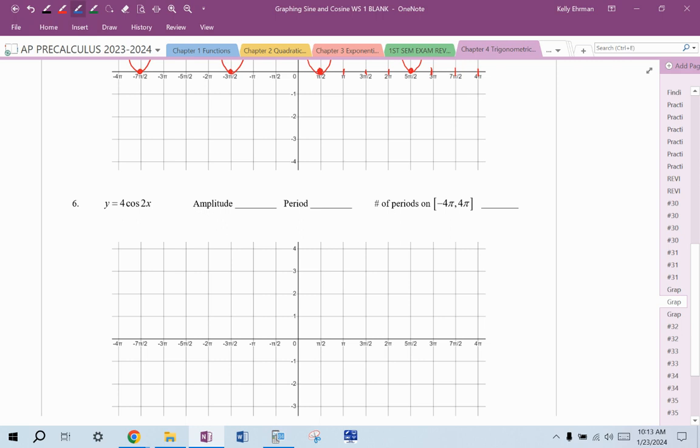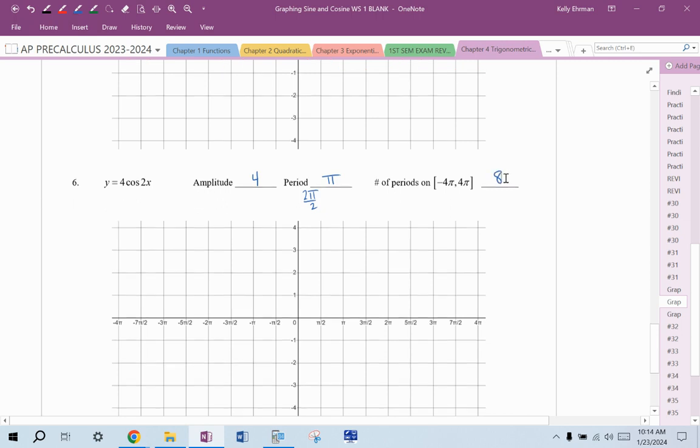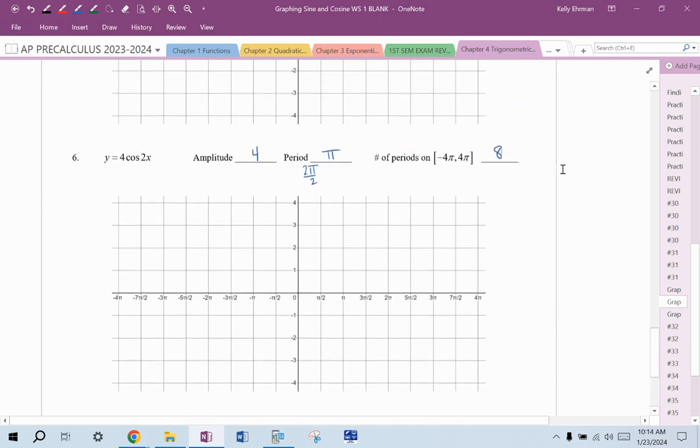All right, what about this one? 4 cosine of 2x. So amplitude's 4. Period is 2 pi divided by 2. Oh, so we're back to that period of pi, which means we're going to get 8 periods on this again. My goodness. Okay, and now the amplitude's 4. So cosine starts at the amplitude, midline, below, midline, above.